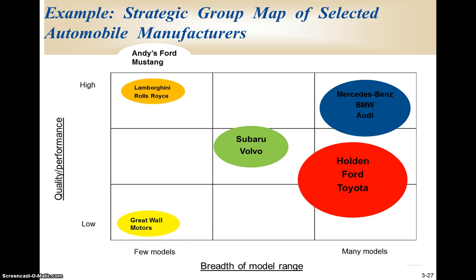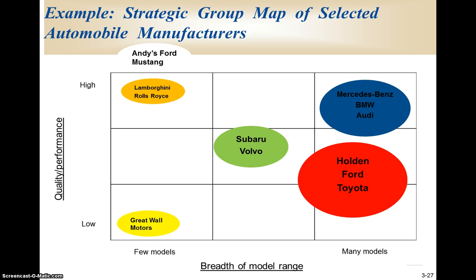So using the example of the automobile manufacturers here, we've chosen the quality or performance of the particular cars as our y-axis here on the left, and the breadth of model range, that is how many cars they actually offer as part of their range of vehicles, down the bottom on our x-axis here. We can then plot our strategic groups based on where they fit on those 2 dimensions.